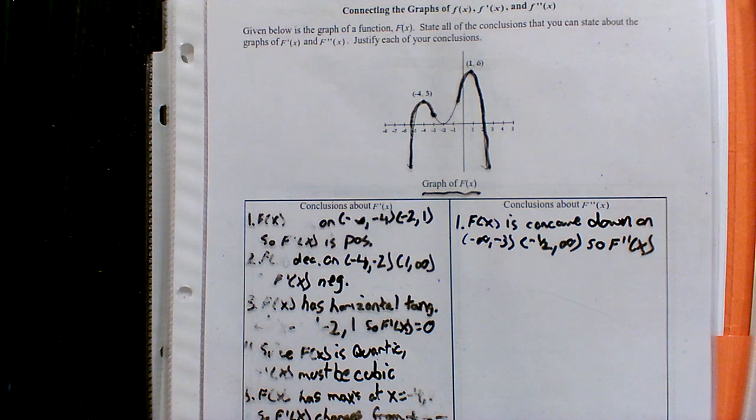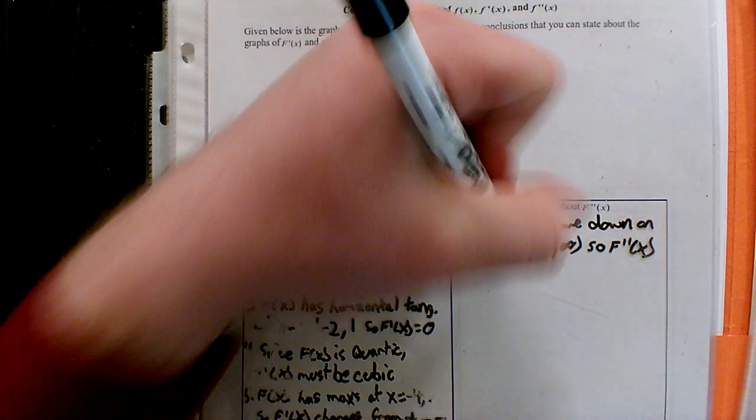So f double prime of x, the second derivative, would be what if those are both concave down? Remember, we talked about the second derivative test and we did some examples with the second derivative the past few days. So if the original is concave down, what do we know about the second derivative? Try to think about those tables we made. It's negative. Exactly.